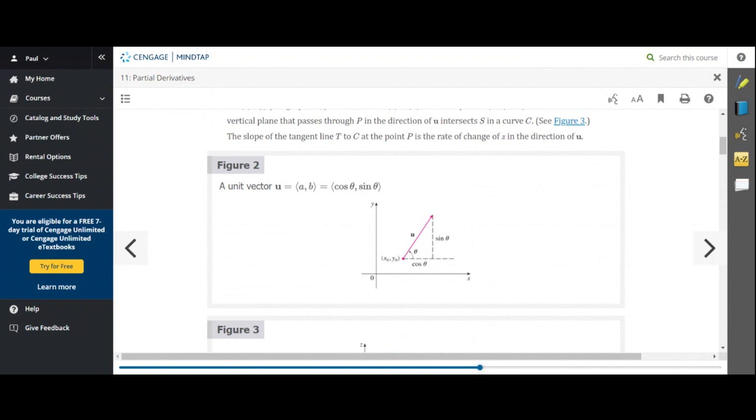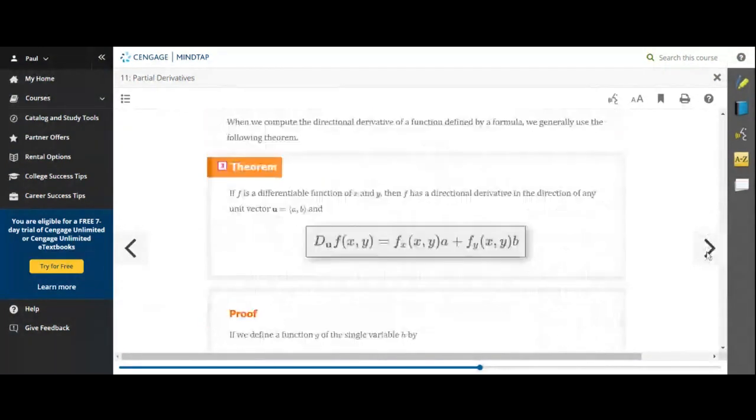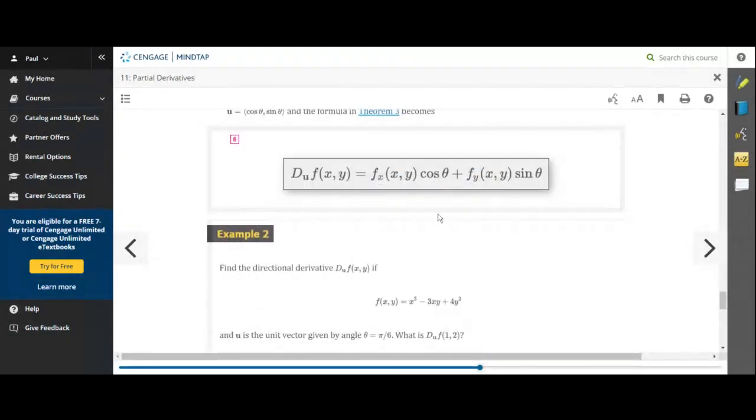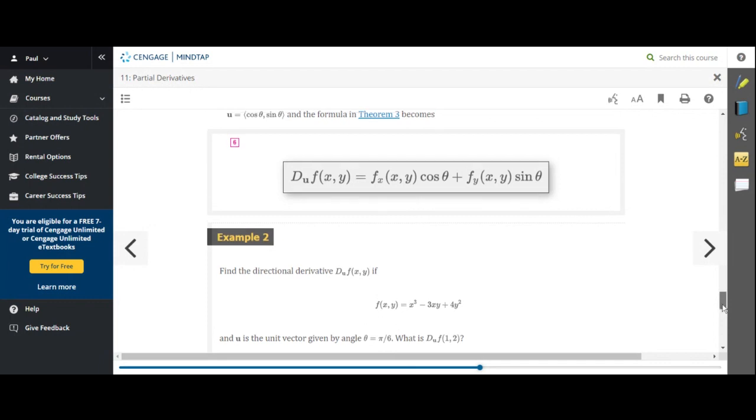And so we can represent the directional derivative this way also, where the components a and b are replaced with cosine of theta and sine of theta. That's just another way of expressing it. So let's look at an example here. Here's example 2.